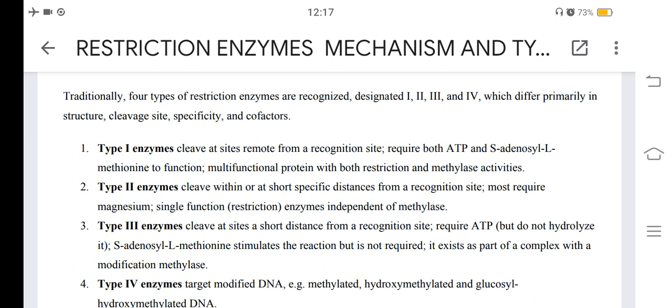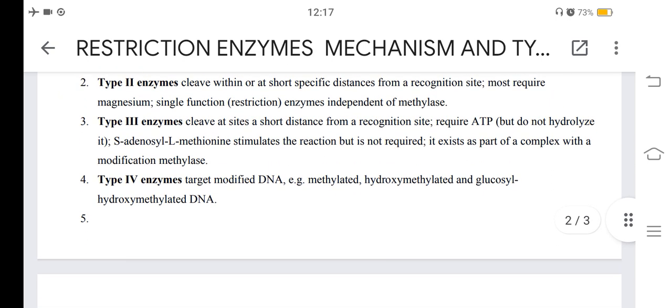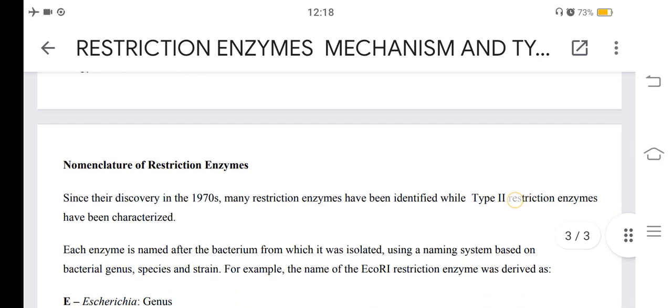Type 2 enzymes cleave within or at specific distances from a recognition site. Most require magnesium and are single-function restriction enzymes independent of methylase. Type 3 enzymes cleave at sites a short distance from a recognition site and require ATP but do not hydrolyze it. S-adenosyl-L-methionine stimulates the reaction but is not required. It exists as part of a complex with a modification methylase. Type 4 enzymes target modified DNA: methylated, hydroxymethylated, and glucosyl-hydroxymethylated DNA.